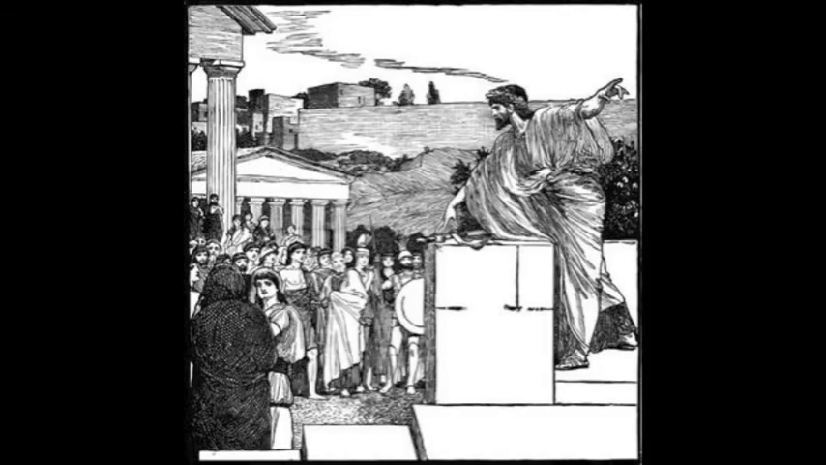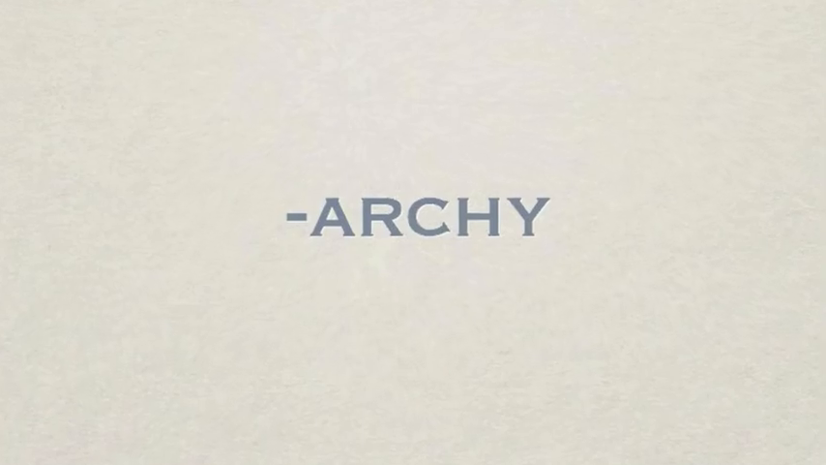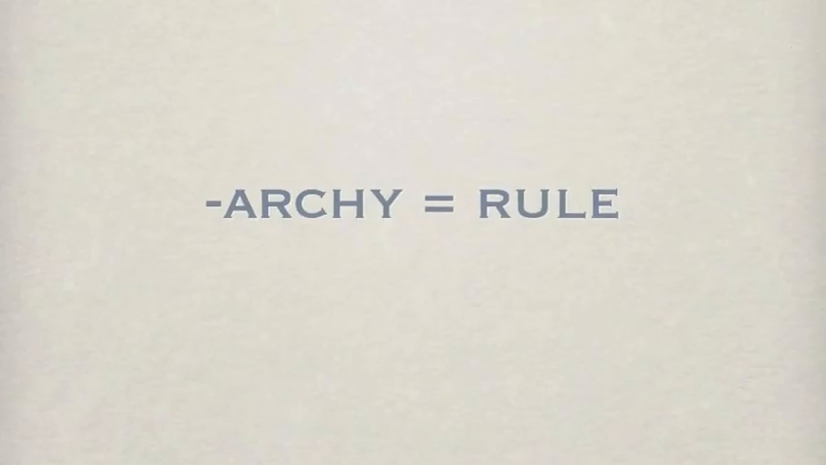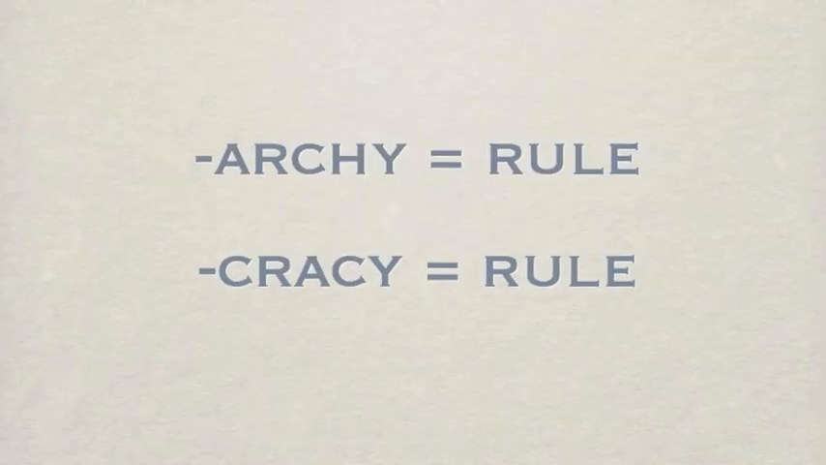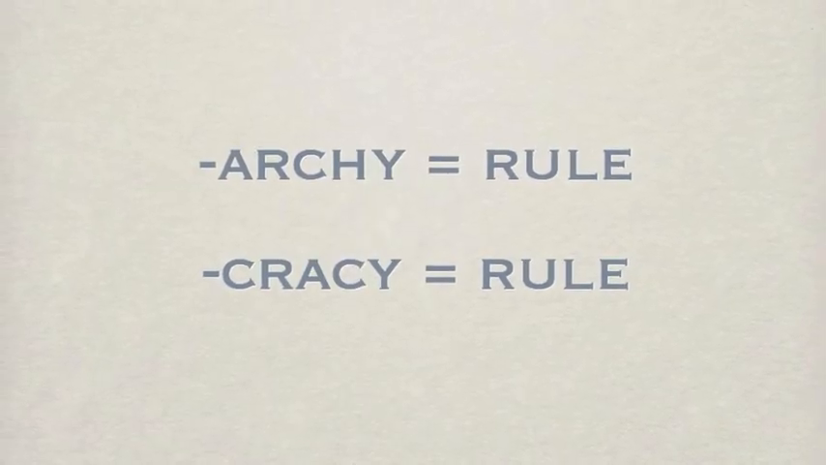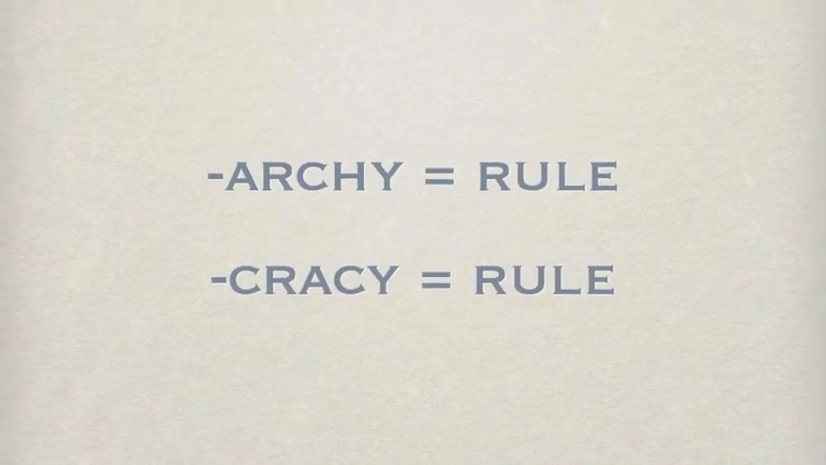So let's go back to the ancient Greeks and Romans to determine what kind of words they used to describe who ruled. The ancient Greeks gave us a root word that we use today as archy, which means to rule. We also use cracy as well, which also means to rule. So depending on what you put in front of it tells you who rules.